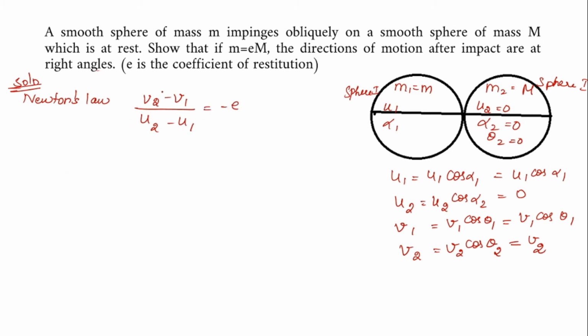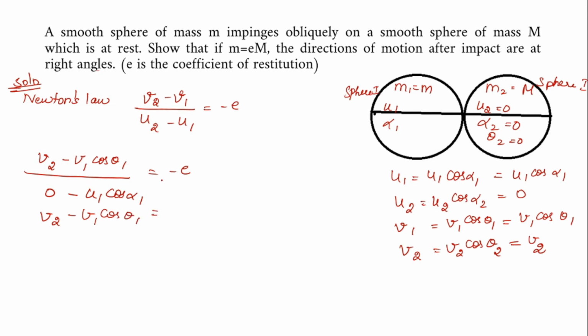What is v2? V2 is v2. So v2 minus v1, where v1 is v1 cos theta 1, divided by u2, which is 0, minus u1 cos alpha 1, is equal to minus e. When this term goes to the other side, minus into minus will be plus, so it will be v2 minus v1 cos theta 1 equals e u1 cos alpha 1. Mark it as equation 1.